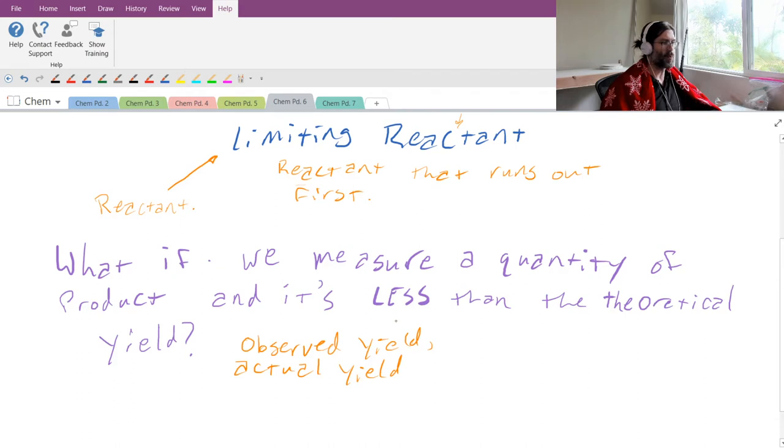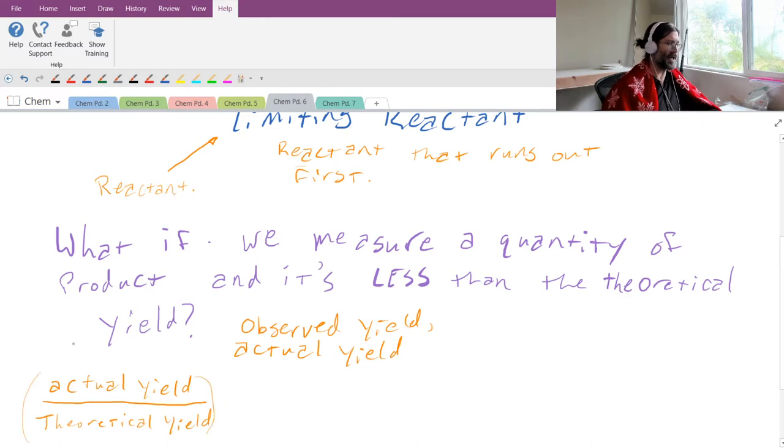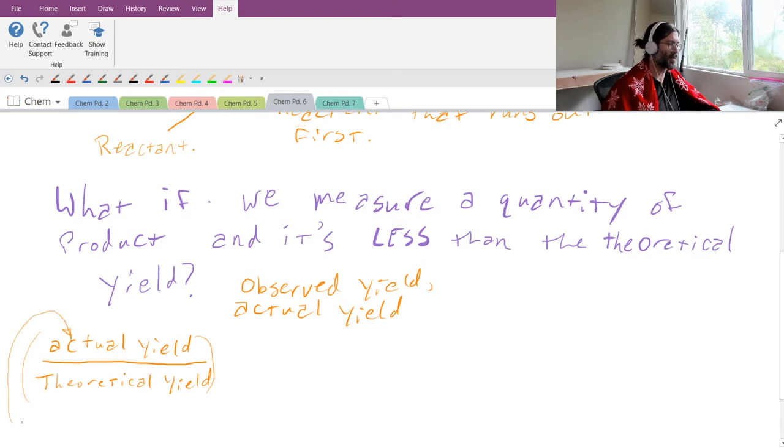And what we can do once we have that is compare the observed yield, or the actual yield. So we'll take that actual yield and we'll divide that value by the theoretical yield. Because that actual yield should always be less than the theoretical yield.